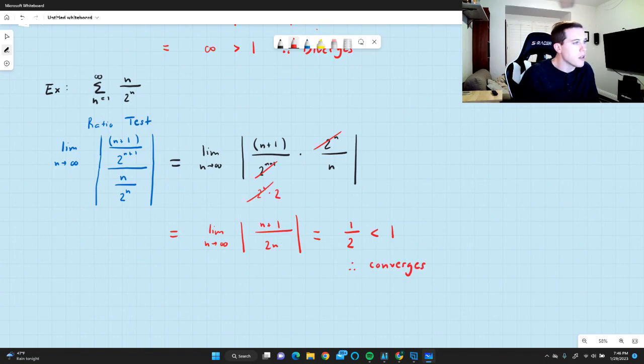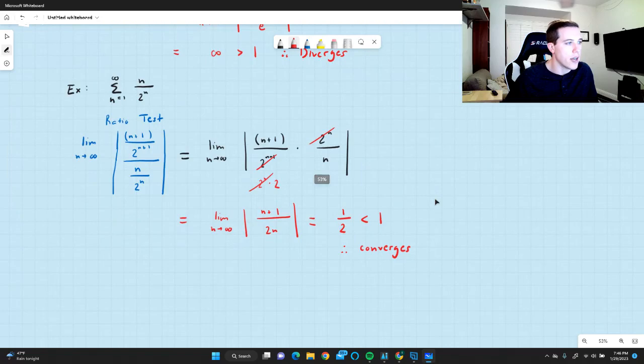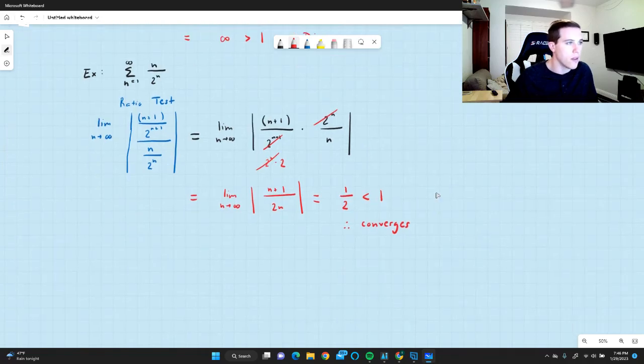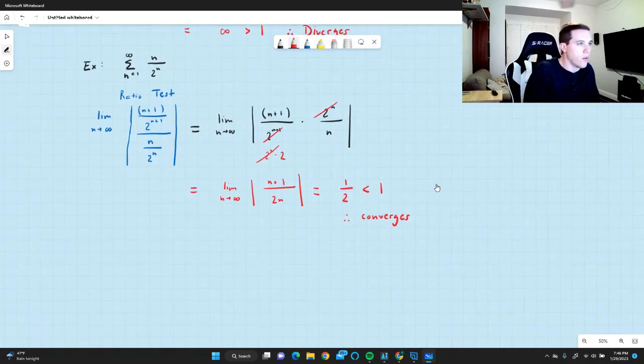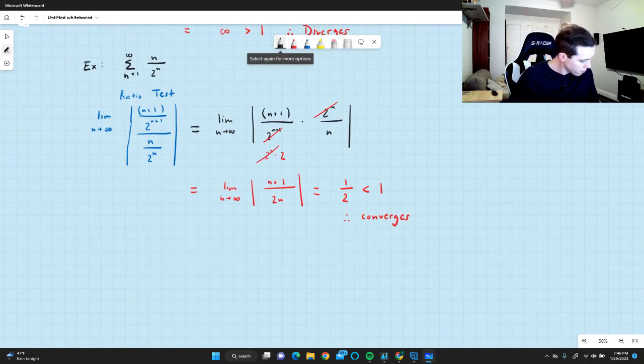So even though your instinct may be to think, well, yeah, the bottom grows bigger than the top, that's not always the case. You need to use the ratio test. Otherwise, you are just guessing, and sometimes it doesn't work the way you think. So if there's a case where it converges, we got a limit less than 1. All right, one more.